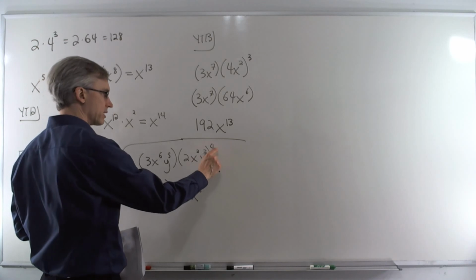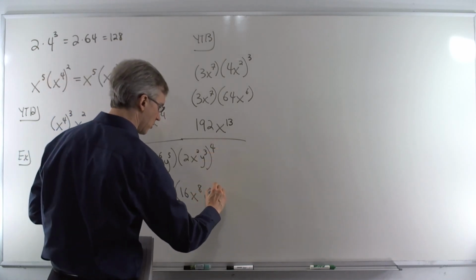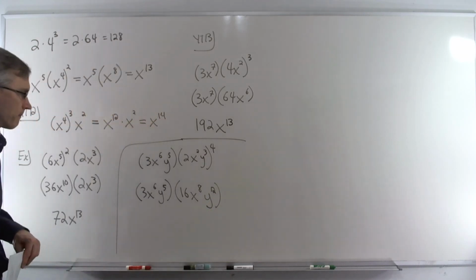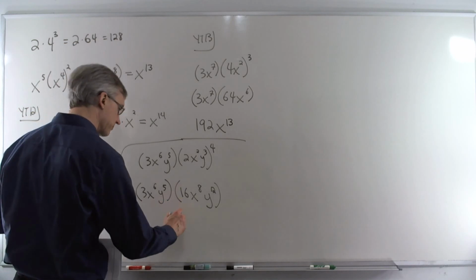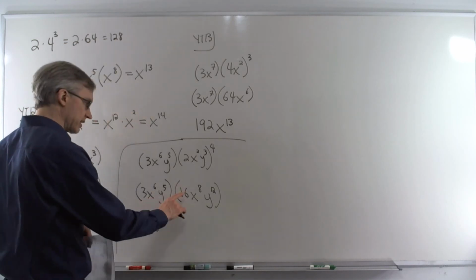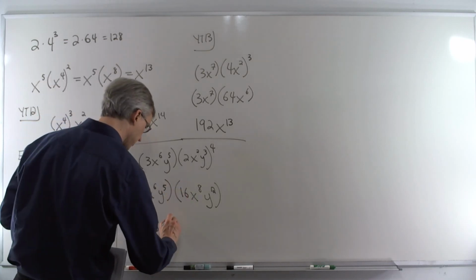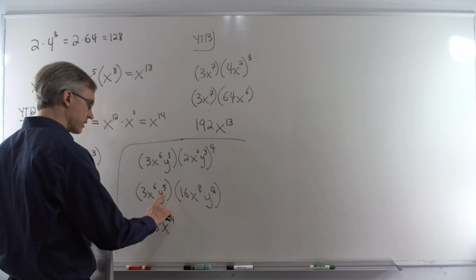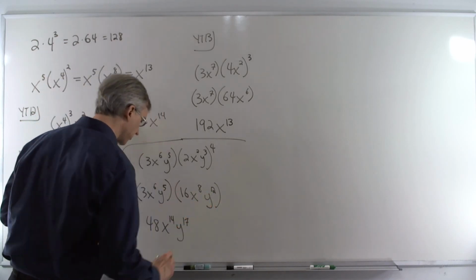Now we'll do the y's. 3 times 4 is 12. Y to the 12th. All right, now we can multiply these monomials together. 3 times 16 is 48. Then we get x to the 6th times x to the 8th. Add those exponents together to get x to the 14th. And then we'll do the y's. 5 plus 12 is 17. Y to the 17th power.